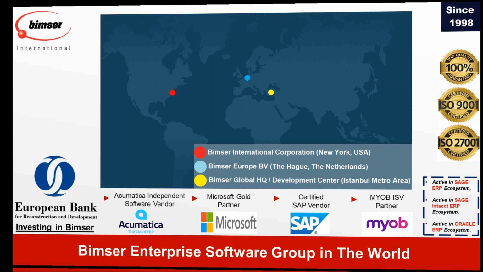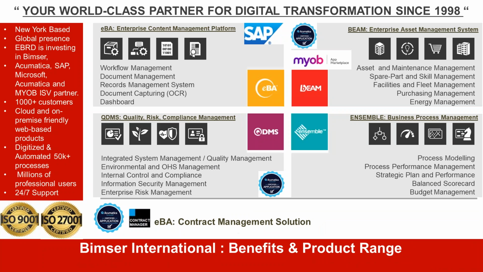Since 1998, we have been developing these 4 products only. That's why we are very focused and we are very successful, we believe. We have EBA, that's our enterprise content management platform. It has a powerful workflow engine supported by document management, records management, capture, and dashboard modules. It basically helps you digitize and automate your business processes.